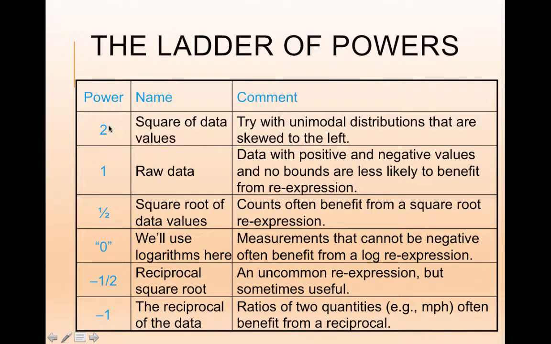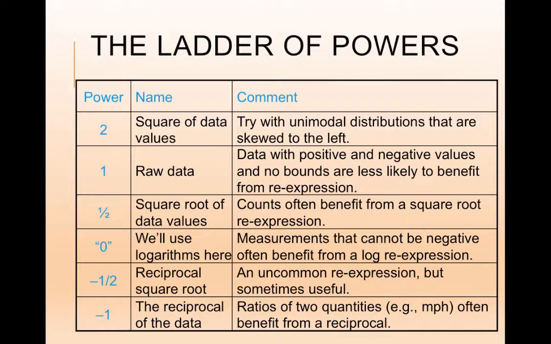If your data appears to have a square root graph, so it starts and it kind of curves up and then levels out, taking the square of all of your data values may straighten that out. Same thing if your data values look more like a parabola or half of a parabola, taking the square root may help straighten that data out.